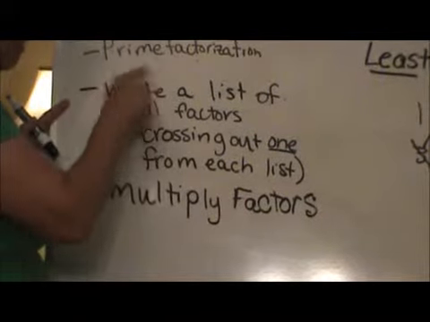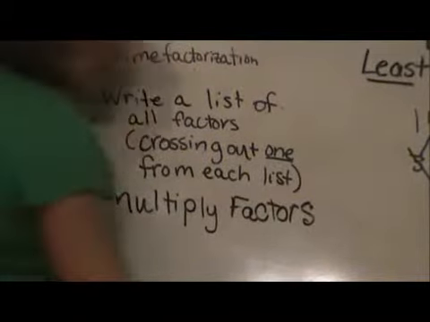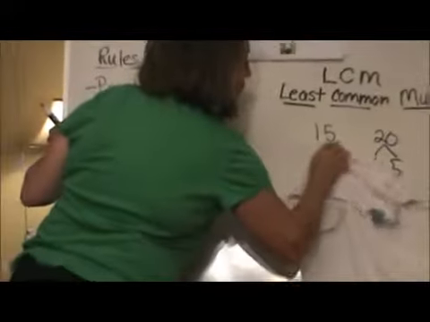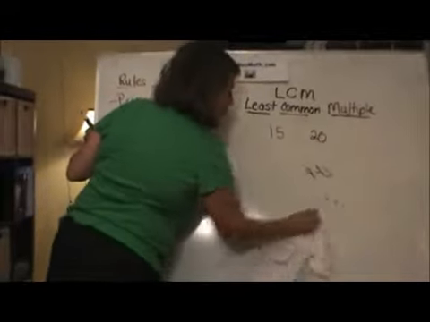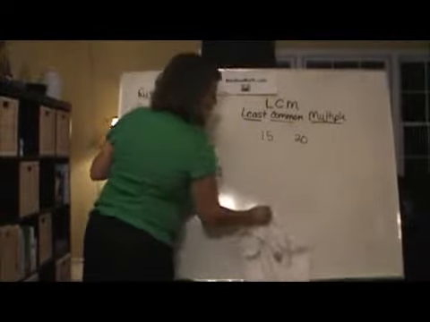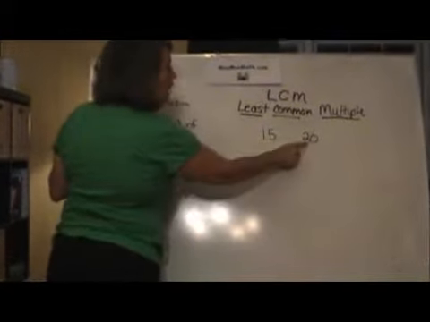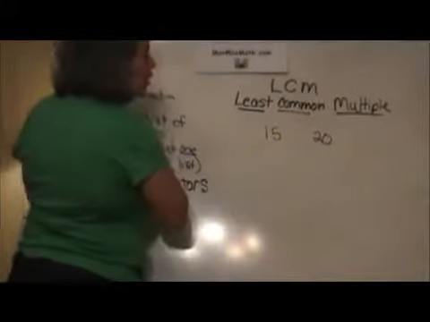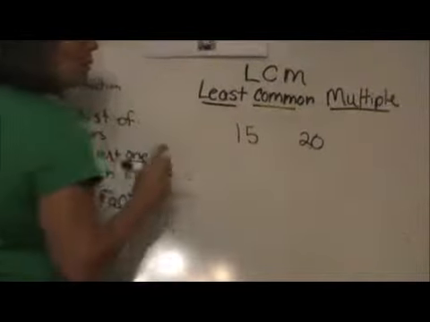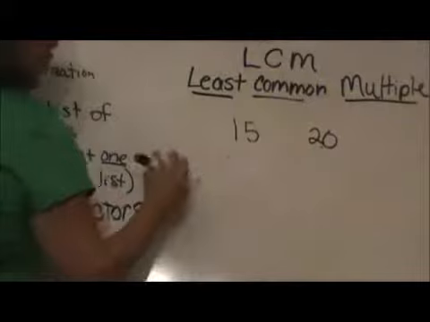The most confusing part is this middle step, so let's go back and break it down again. We have 15 and we have 20, and we want to find the smallest number that both 15 and 20 divide into. So it's actually going to be a number greater than 15 and 20.